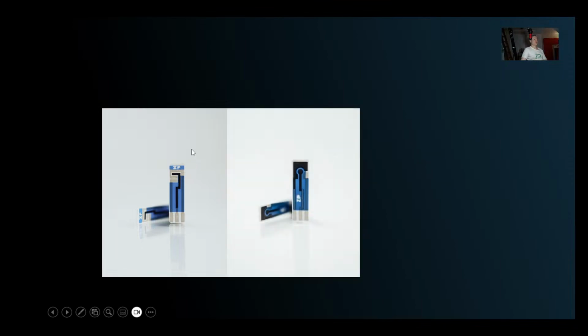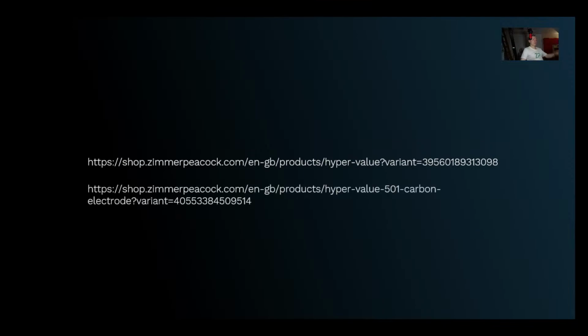So they've got what we call the hyper-value carbon electrode, though there's also a 501 version, which is quite nice for academia because it has this circular electrode. People like to pipette, and when you pipette a drop, it spreads out in a circular fashion, so people do like these circular electrodes. If you're interested in these hypervalue electrodes, they're here, and if you're interested in the circular electrodes, they're here.